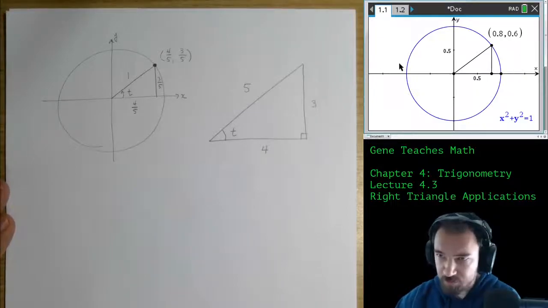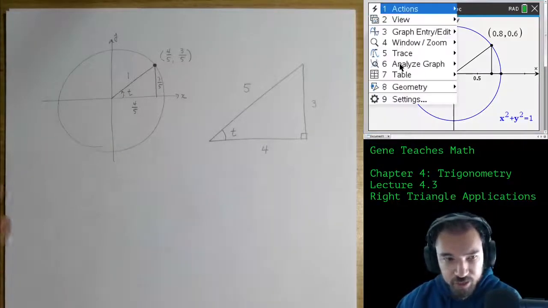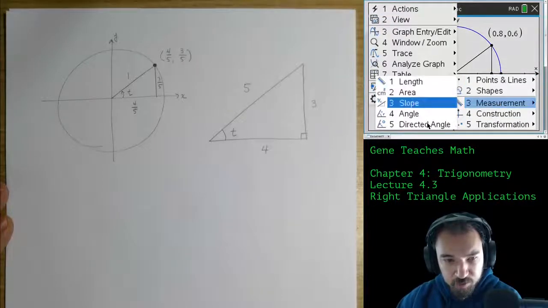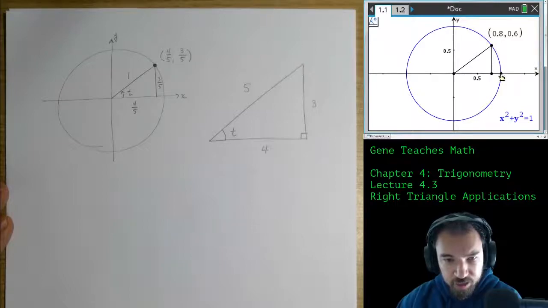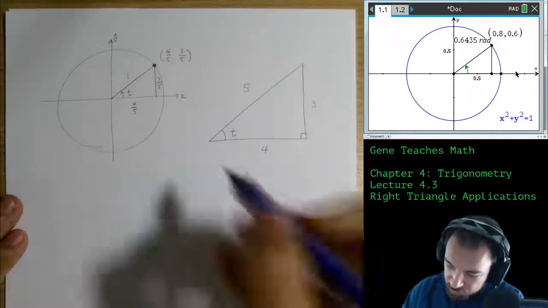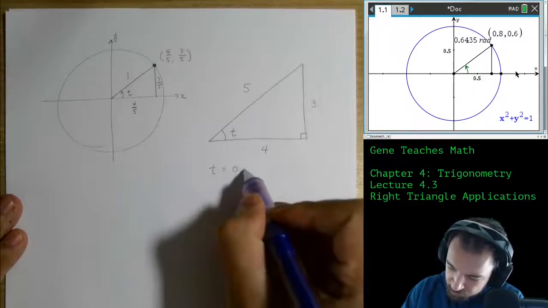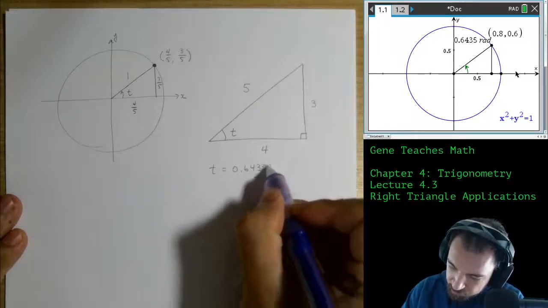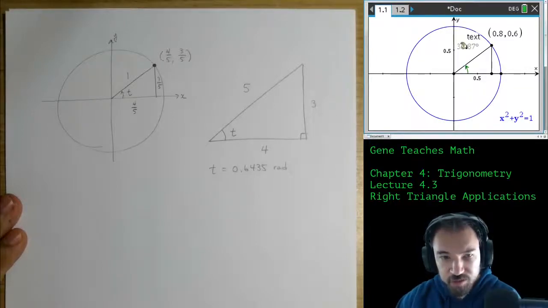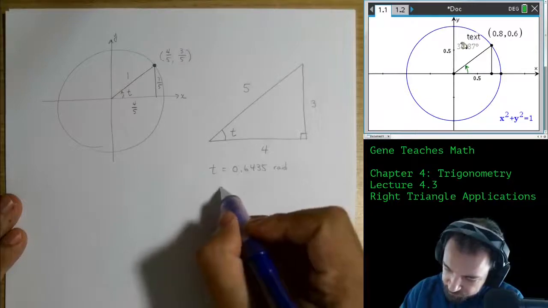So in the calculator setup, I have the same unit circle and the same triangle. I'm going to use geometry, measurement, directed angle, and I'm going to find that this angle is 0.6435 radians. So I know this. And if I turn this into degrees, I can just click the button and it'll convert for me. 36.87 degrees.